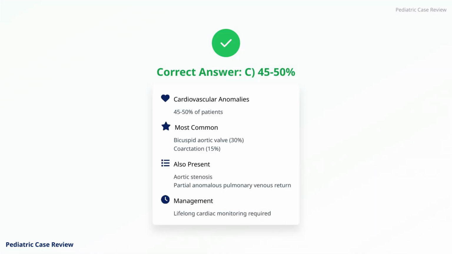The correct answer is C, 45 to 50% of Turner syndrome patients have cardiovascular anomalies. The most common is bicuspid aortic valve at 30%, followed by coarctation at 15%. Other defects include aortic stenosis and partial anomalous pulmonary venous return. Lifelong cardiac monitoring is essential for all patients.